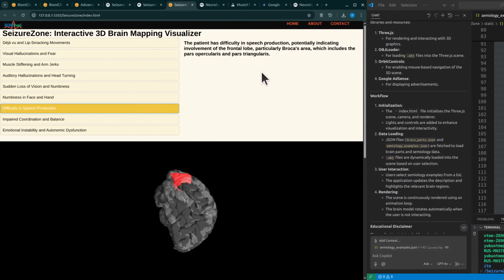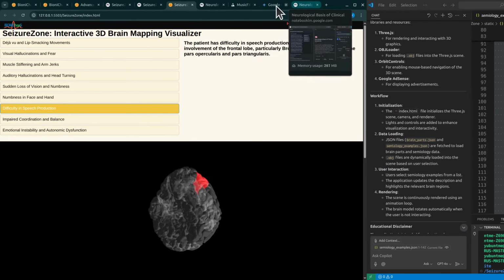Looking at this interactive 3D brain mapping visualizer.